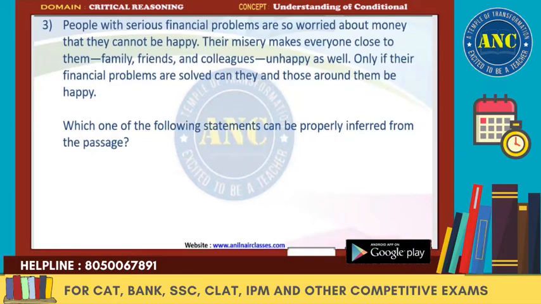People with serious financial problems are so worried about money that they cannot be happy. Their misery makes everyone close to them, family, friends, and colleagues, unhappy as well. Only if their financial problems are solved can they and those around them be happy. Which one of the following statements can be properly inferred from the passage?